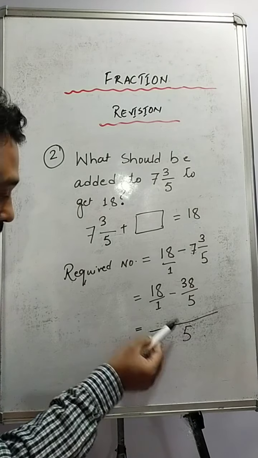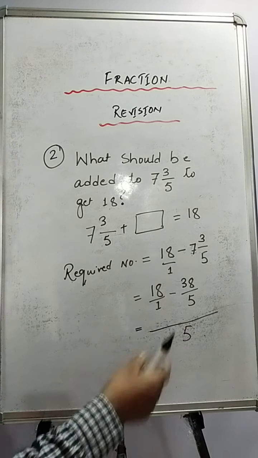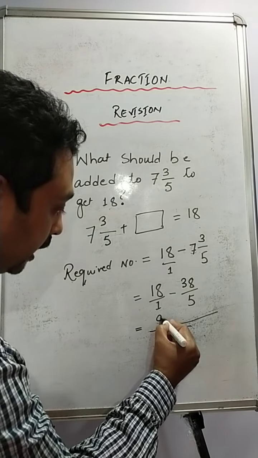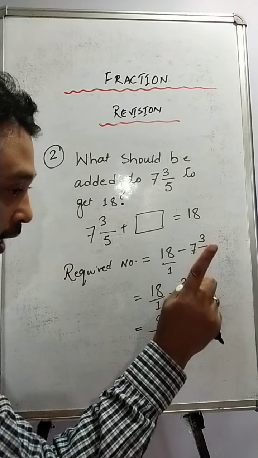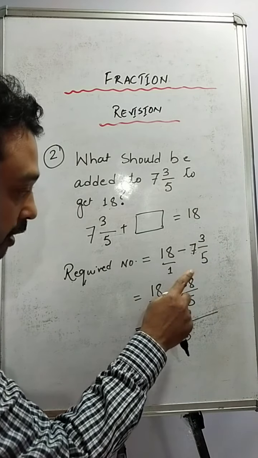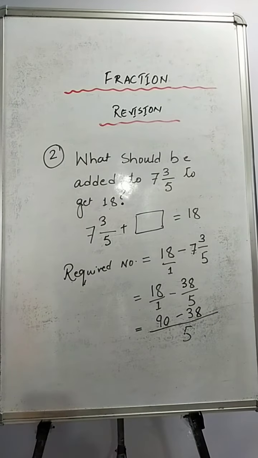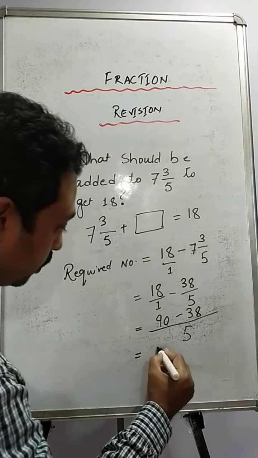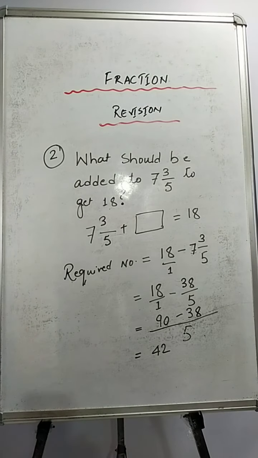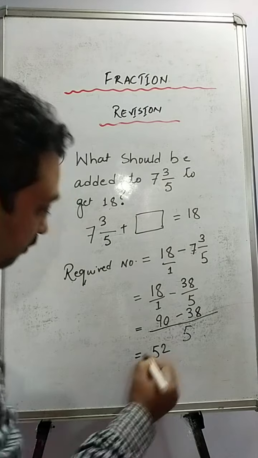Now 5 divided by 1 is what? 5 only. So 5 into 18 is what? 90, isn't it? And 5 divided by 5 is what? 1. Now with this one we have to multiply this 38. So 1 into 38 would be 38 only. So what is the next? 90 minus 38 is what? 42, isn't it? 42 or 52? No, it is 52.